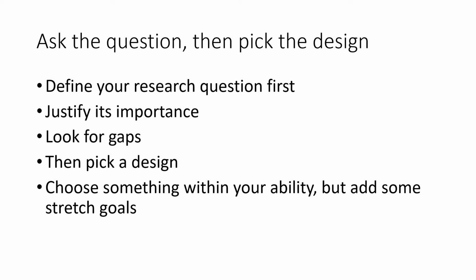In summary, when defining a research design, ask your research question first. Define a really, really good research question. Then pick the design from there. Don't start with a design and then try to fit a research question to it. Justify the importance of that research question. As you do your lit review, look for gaps, not just in subject topic, but also in approaches to a different research topic. Then pick the design.